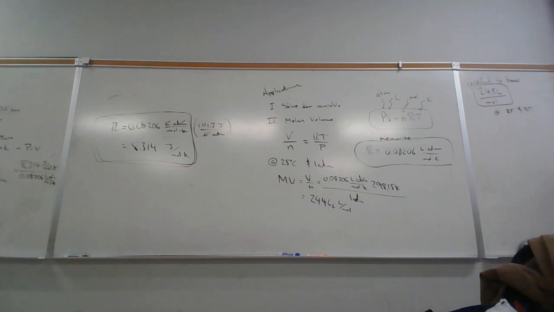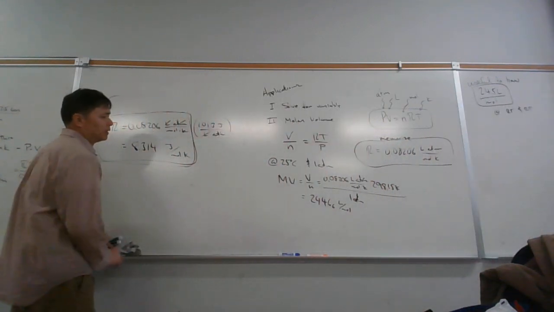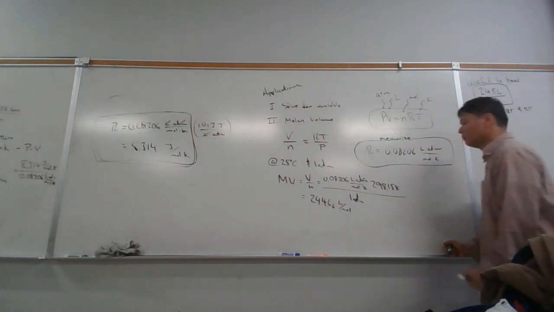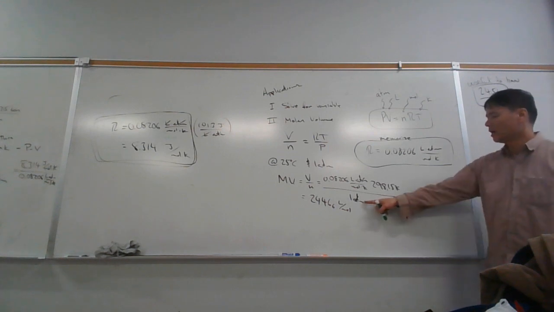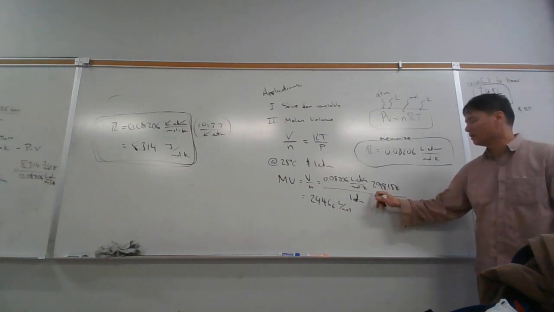What if I didn't want it in atmospheres? I'd have to convert it to bar. Do you know how I'd convert it to bar? By using our handy dandy conversion. Yes: 1 atmosphere is equal to 1.01325 bar. And so if I wanted it in bar, I would have converted my pressure, 1 atmosphere, into bar.